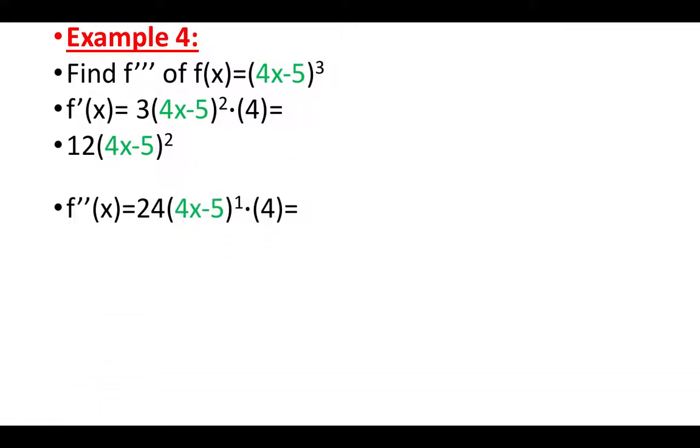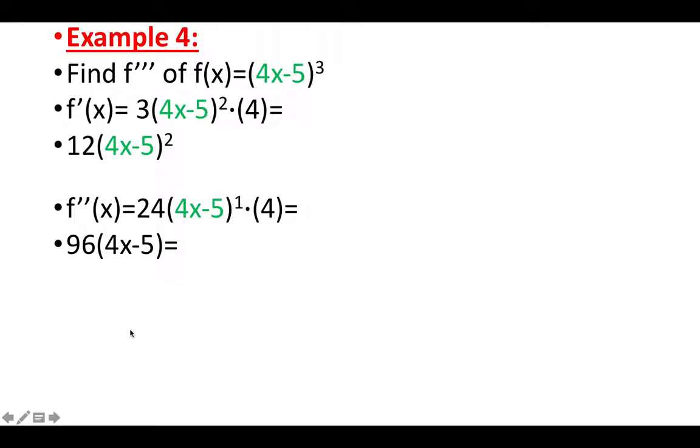So I brought down the 2, I got 24. I kept the inside the same, 4x minus 5, and then the derivative of my inner function was 4. So this is chain rule. Great. Now let's simplify. 4 times 24, 96, and then this is to the first power. First power just becomes that.